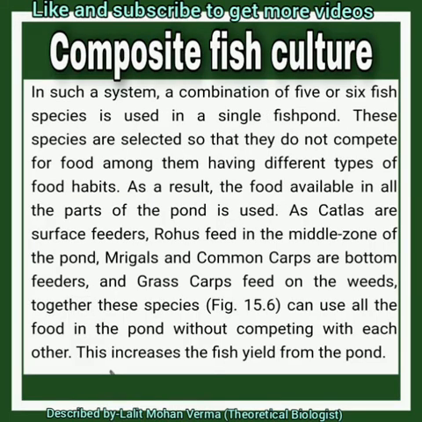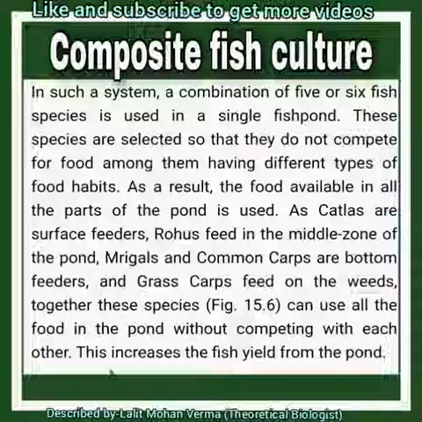In such a system, a combination of 5 or 6 fish species is used in a single fish pond. These species are selected so that they do not compete for food among them, having different types of food habits. As a result, the food available in all the parts of the pond is used. Katla are surface feeders, eating only on the surface. Rohu feed in the middle zone of the pond. Mrigal and common carps are bottom feeders and grass carps feed on the weeds. So this is composite fish culture.